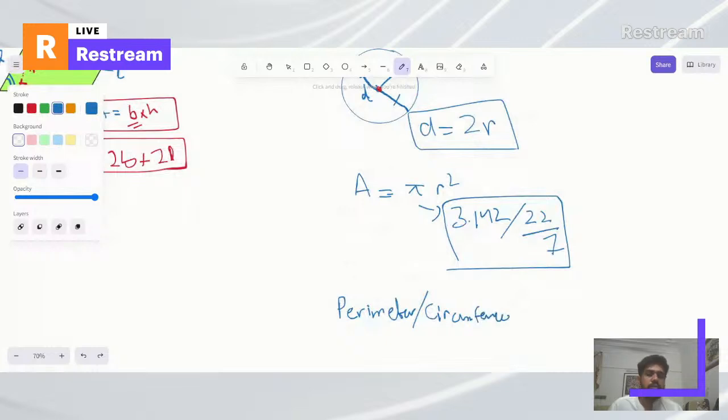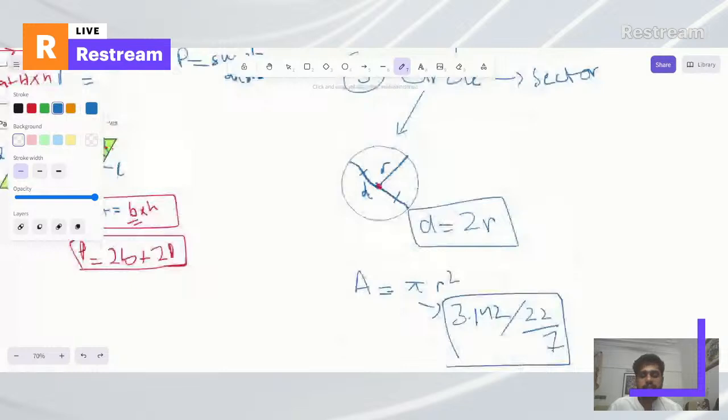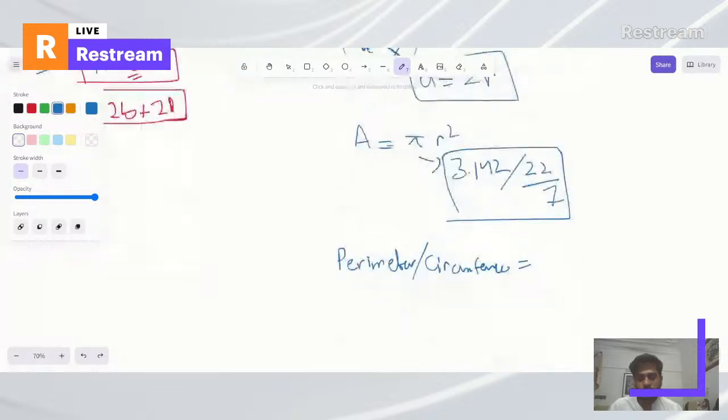Okay, so that means the boundary of a circle. So how do we calculate the boundary of a circle? It has a pretty simple formula. There are two simple formulas for a circle. One formula is going to be 2 pi r, right?